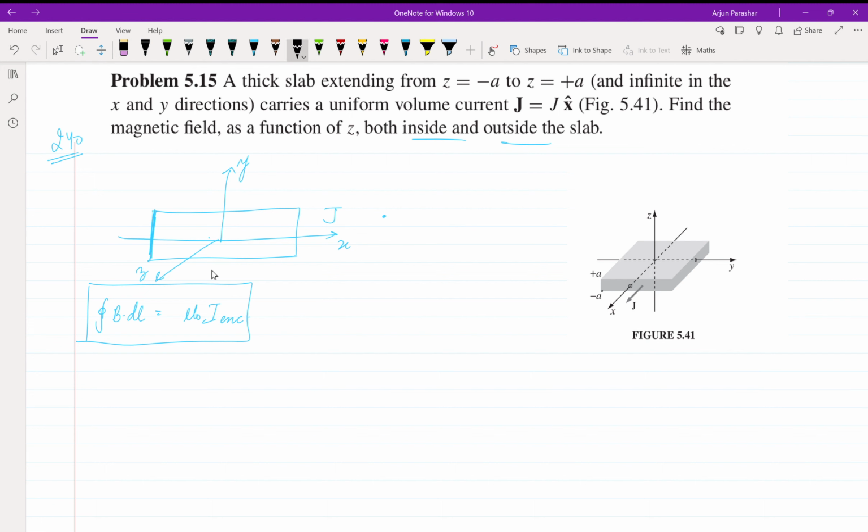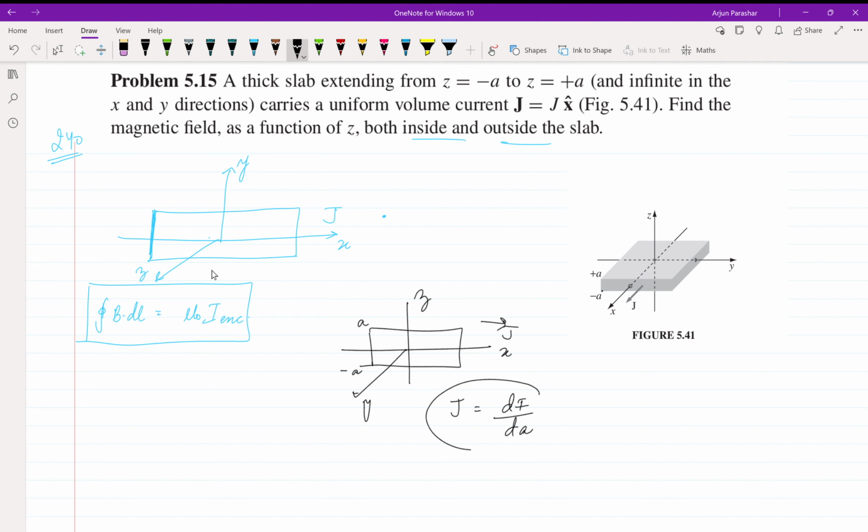So the figure is something like this. If I replace this Z by this, this is X, this is Z, and this is Y. These coordinates are minus A and plus A, and in this direction the current is going on. So J is given. If we integrate, we will know that dI by dA is J, the volume current density, and A is the area. So I enclosed can be given by J into A, where A is the area.